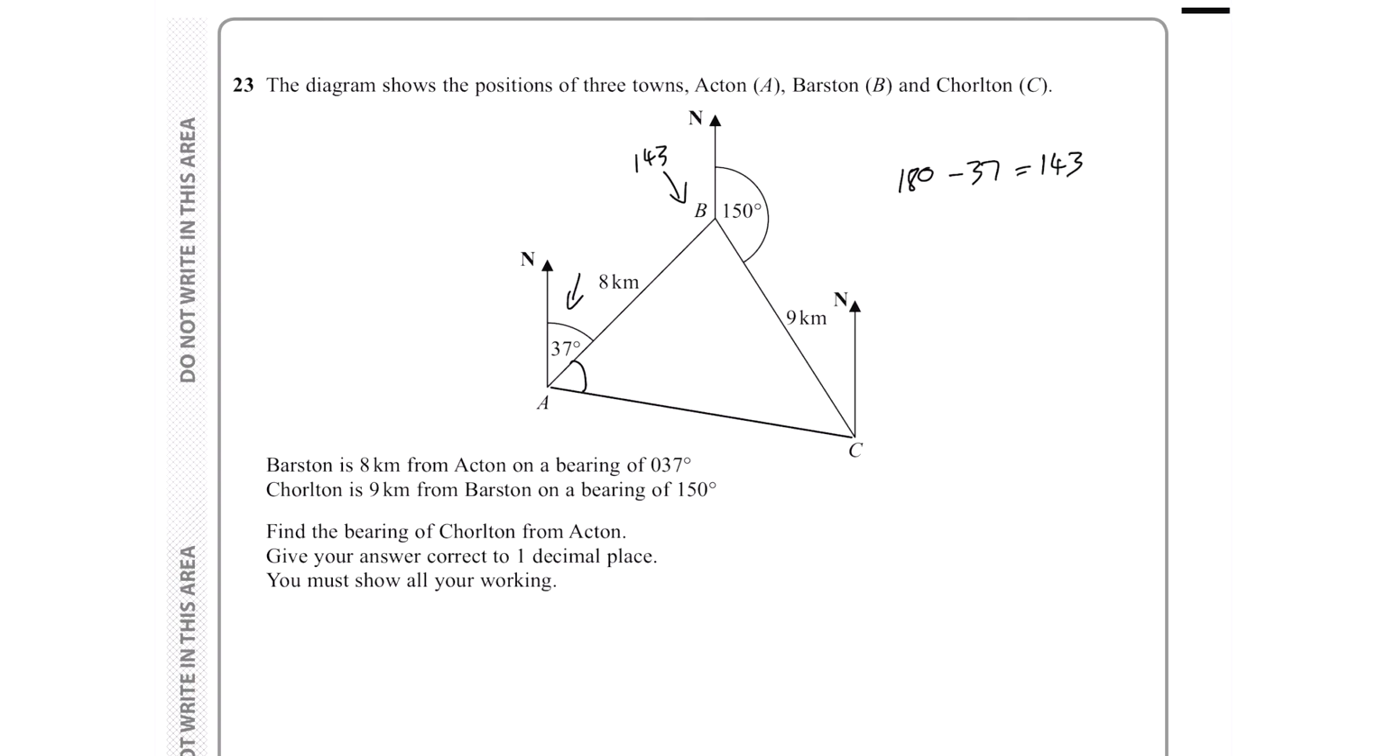Now you might be wondering why I figured that out, because it would be nice for me to know an extra angle in this triangle. Angles around a point add up to 360, so I can do 360, take away 143, take away 150, and that gives me this angle at 67 degrees.